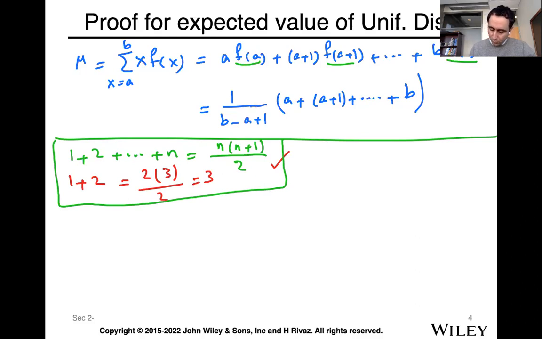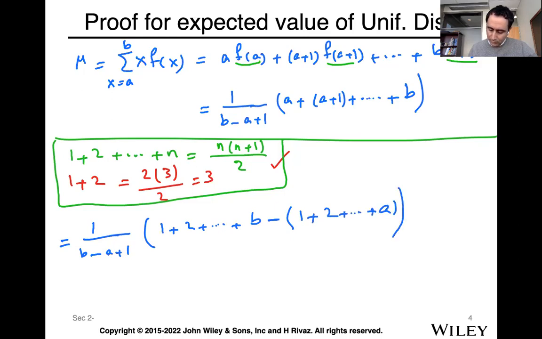So basically what I'm going to do is write down that this is equal to 1 divided by b minus a plus 1 times... So this is from a to b. So what I'm going to do is write down 1 plus 2 plus dot dot dot plus b, so from 1 to b. And then I'm going to subtract 1 plus 2 plus dot dot dot plus a, right?